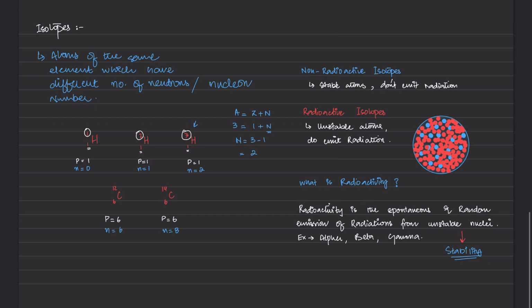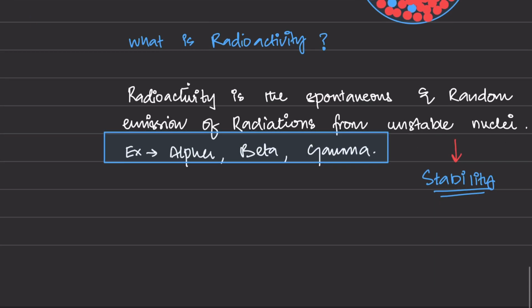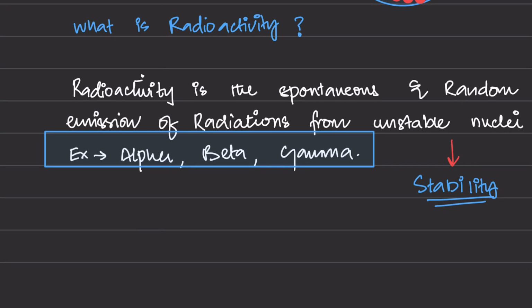Now, moving on. Over here, I've mentioned these three terms: alpha, beta, and gamma. These three are the types of radiation which we are going to be studying. There are alpha particles, beta particles, and gamma rays. We're going to talk about their natures, their charges, the ionizing power, and all these different features that we have.